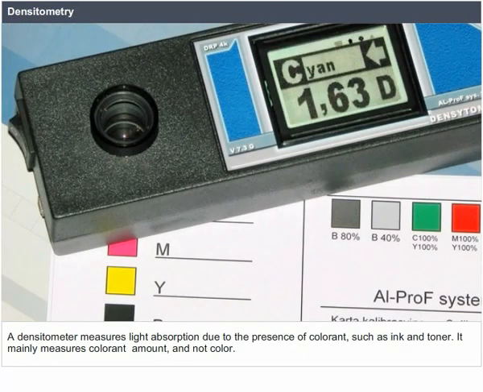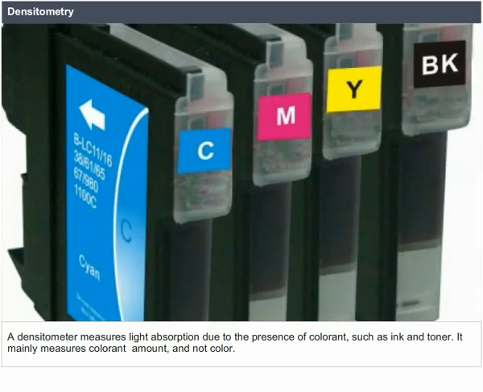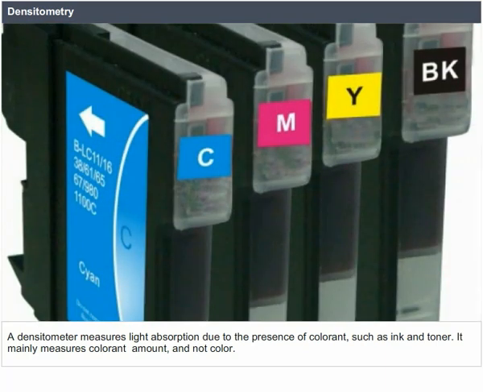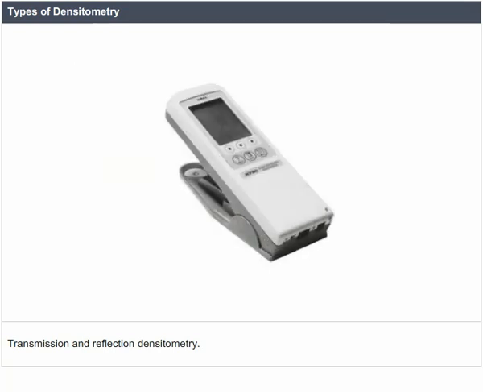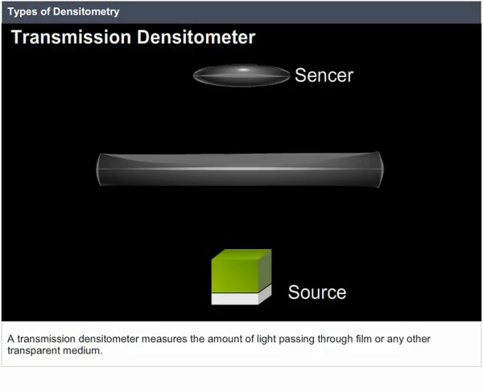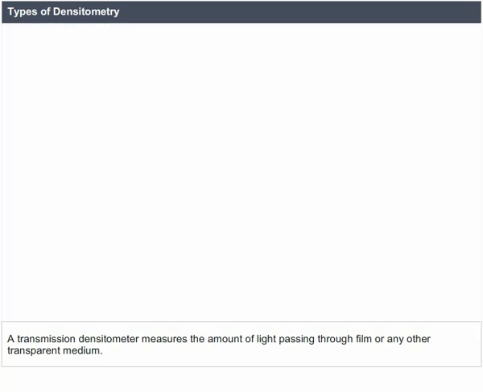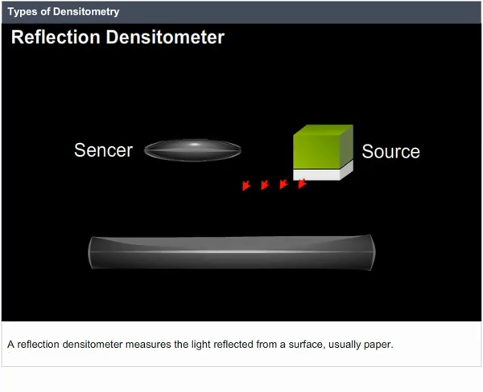Densitometry. A densitometer measures light absorption due to the presence of colorant such as ink and toner. It mainly measures colorant amount and not color. Types of densitometry: transmission and reflection densitometry. A transmission densitometer measures the amount of light passing through film or any other transparent medium. A reflection densitometer measures the light reflected from a surface, usually paper.